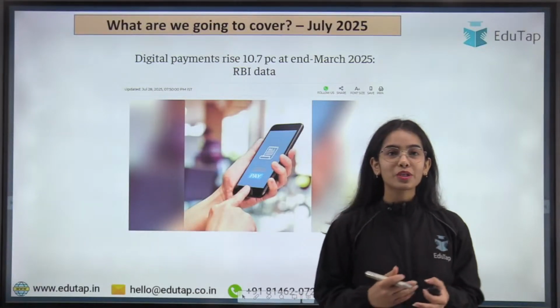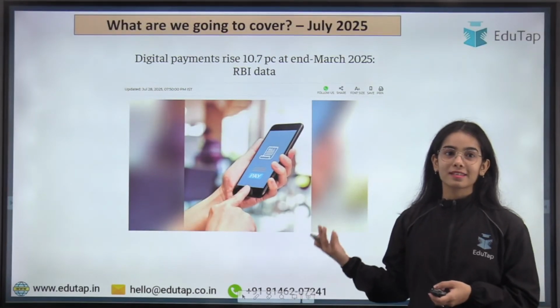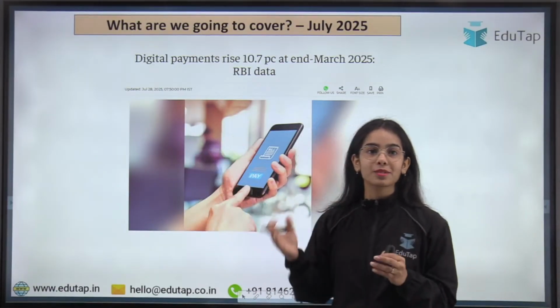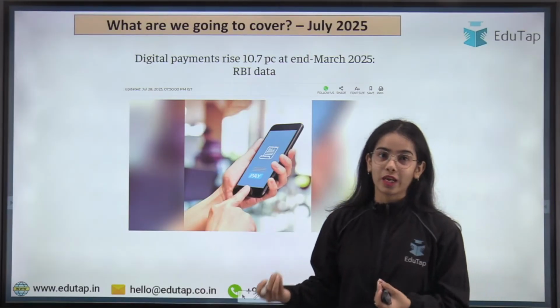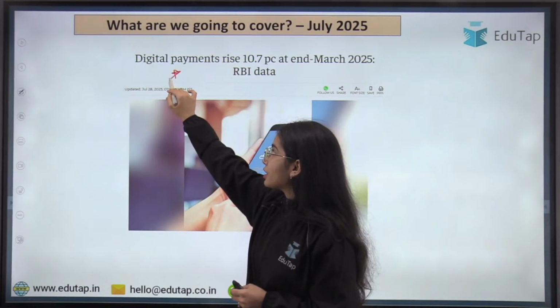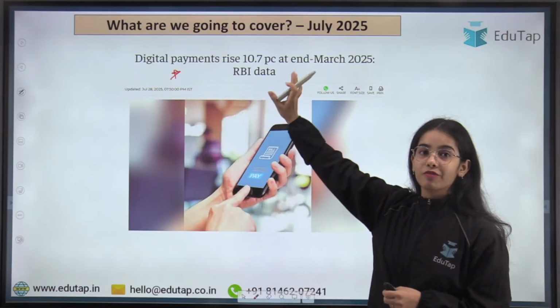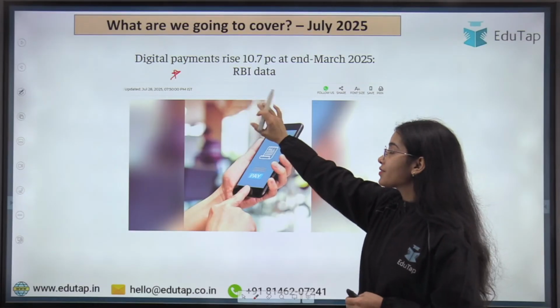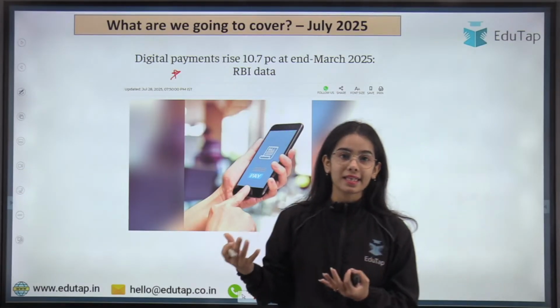Hello everyone, welcome to EduTap and welcome to the Finance 360-degree session in which we are going to discuss the Digital Payment Index that has been released by the RBI recently. This is one of the most important indices of the Reserve Bank of India, and today we are going to discuss the value of this Digital Payment Index for March 2025, as well as why the increase has happened in the value.